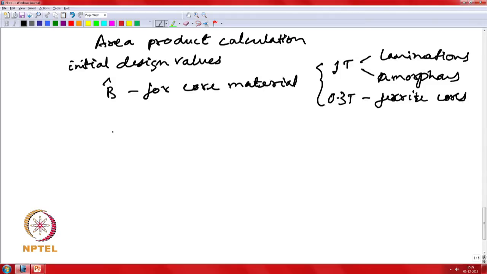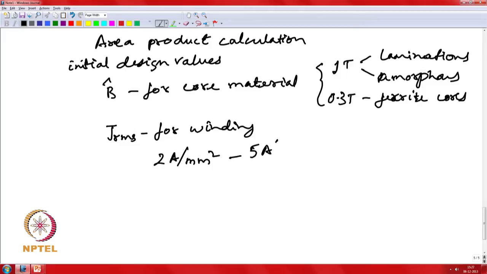Another quantity which would be an initial assumption is the current density that you assume for your winding. Commonly, values of 2 amperes per mm square to 5 amperes per mm square are used for air cooled inductors. And these are essentially initial values. These can be altered later on based on a thermal evaluation of the inductor.